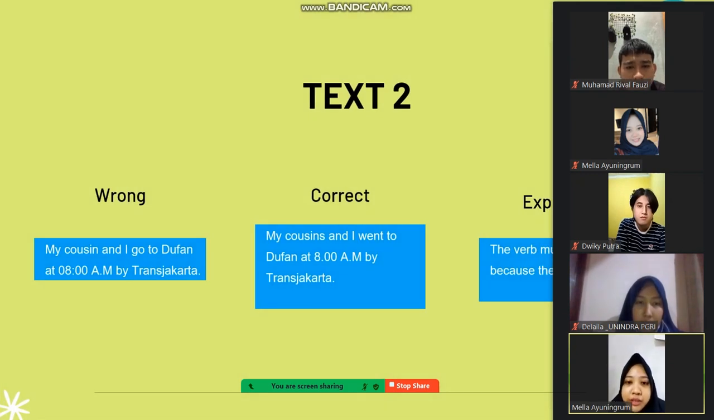The first sentence: my cousin and I go to Dufan at 8 a.m. by Transjakarta. There is a wrong sentence. The correct is: my cousins and I went to Dufan at 8 a.m. by Transjakarta. The explanation: using verb 2, because the sentence is in the past.